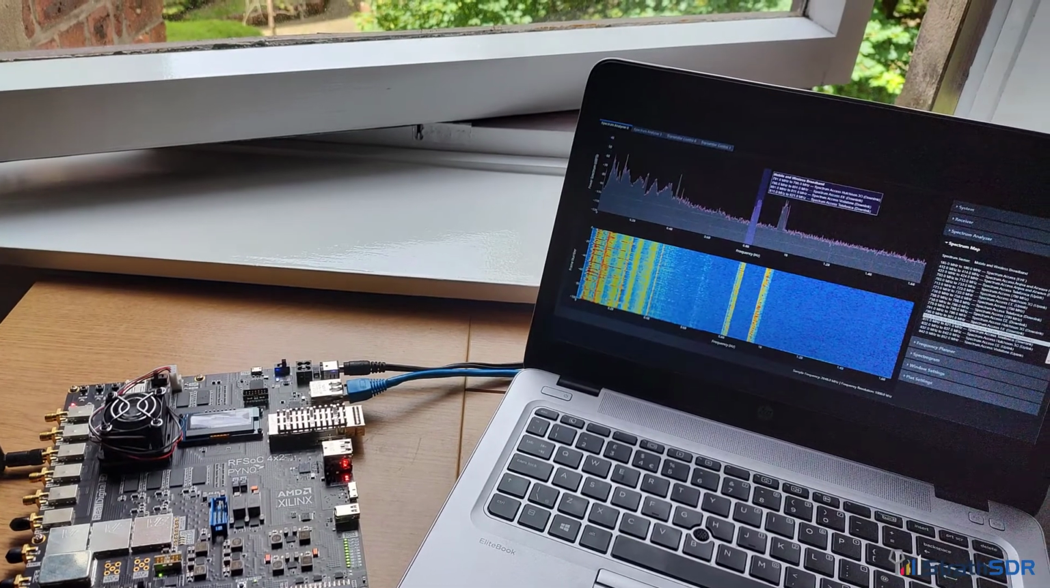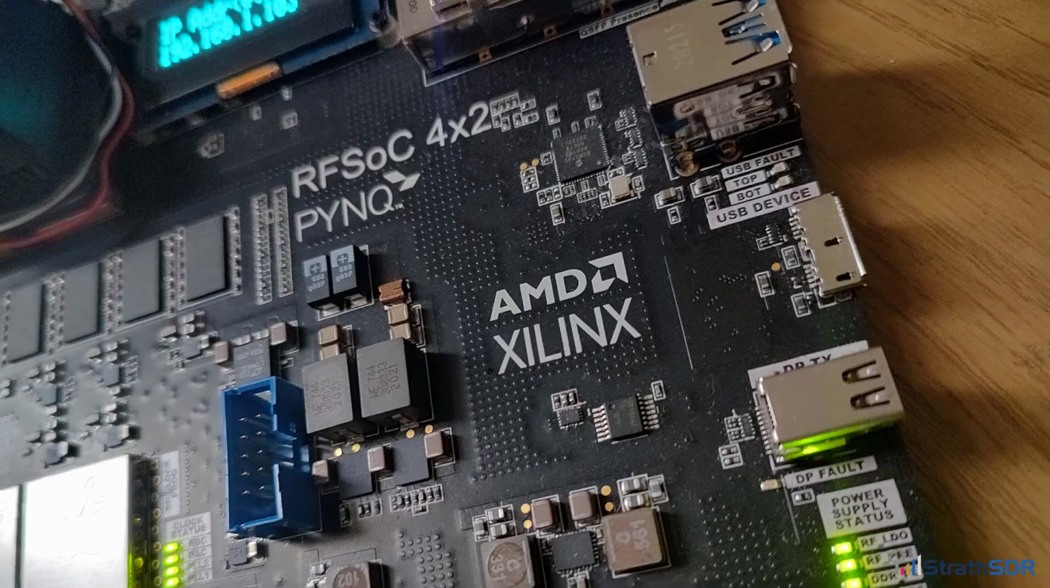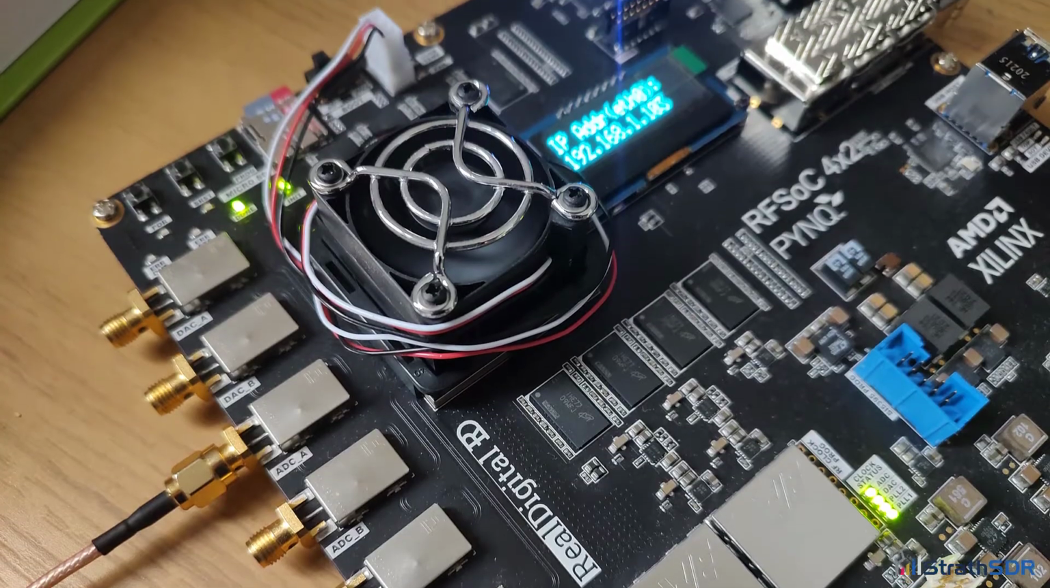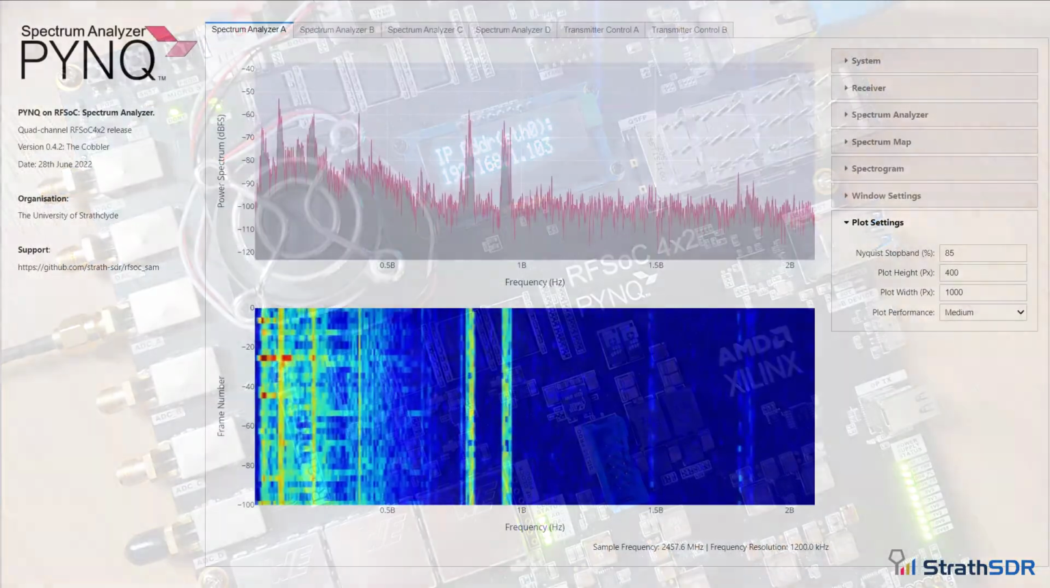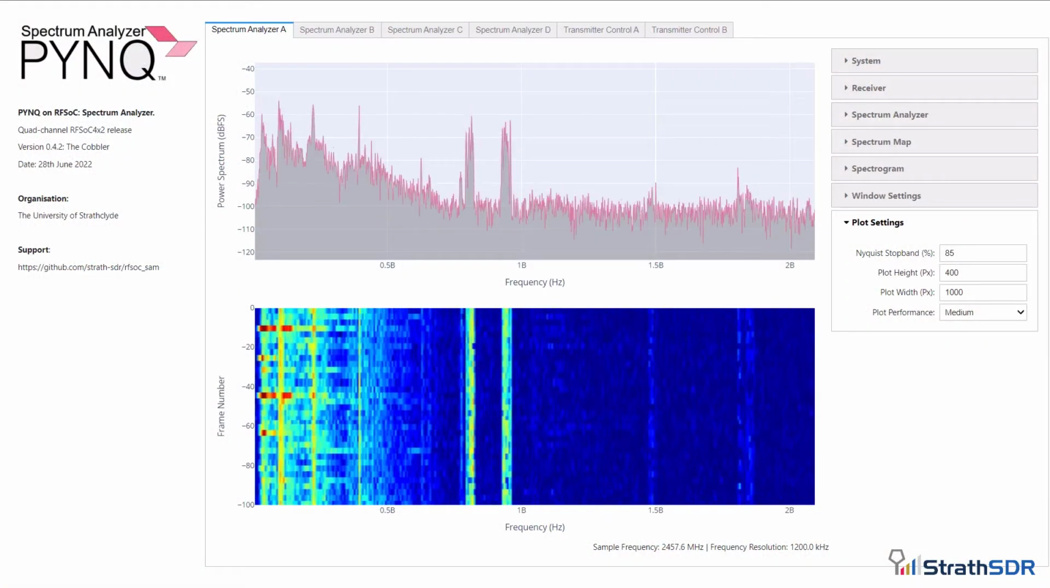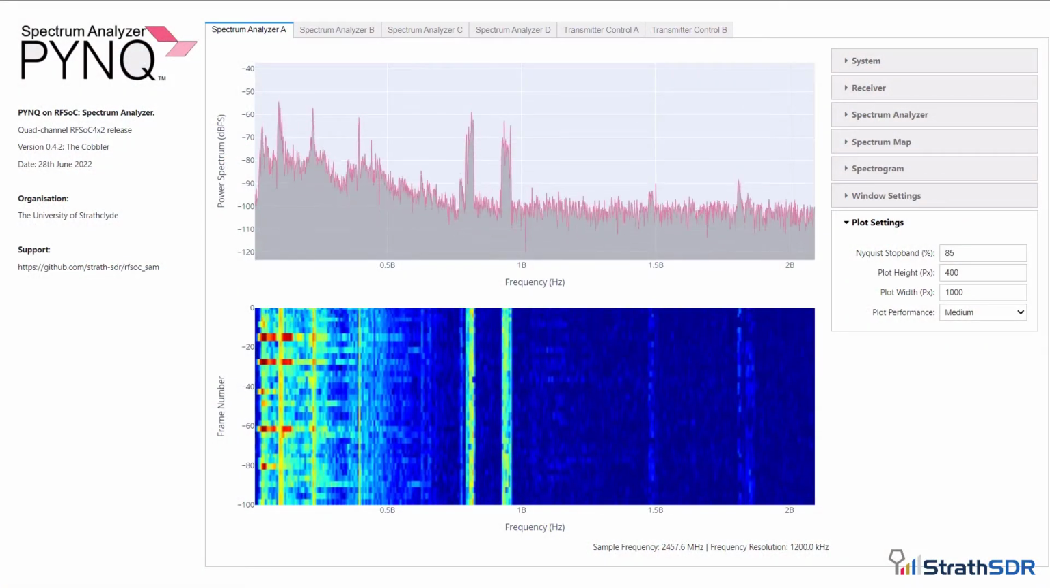The solution is implemented entirely on AMD's new RFSoC 4x2 platform, which is capable of performing wide bandwidth measurements of the frequency spectrum using its high-speed data conversion technology.